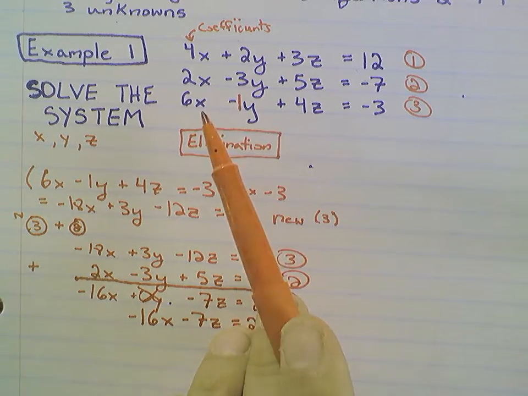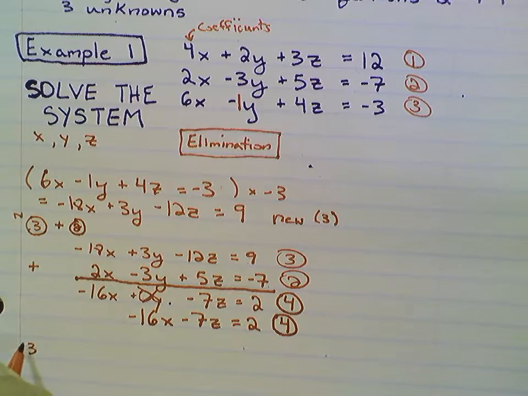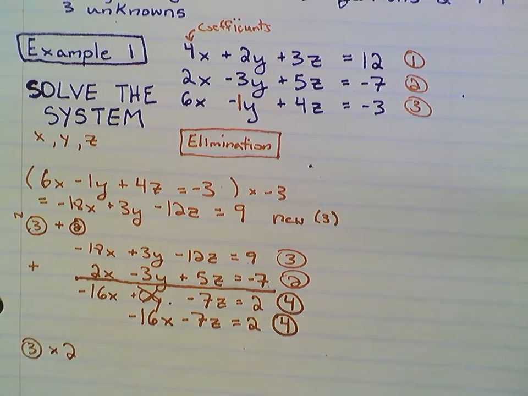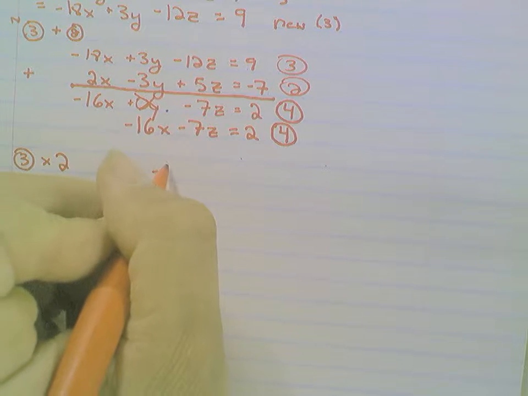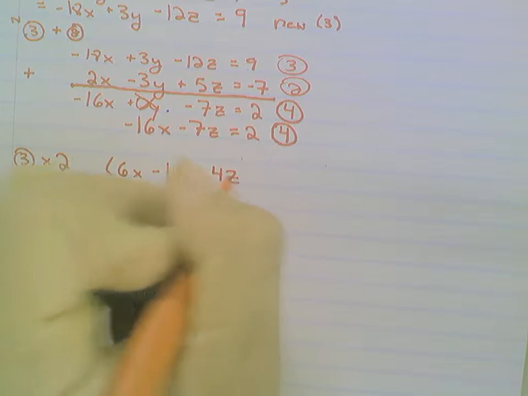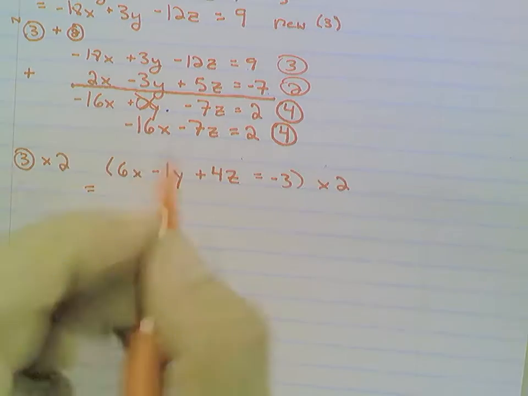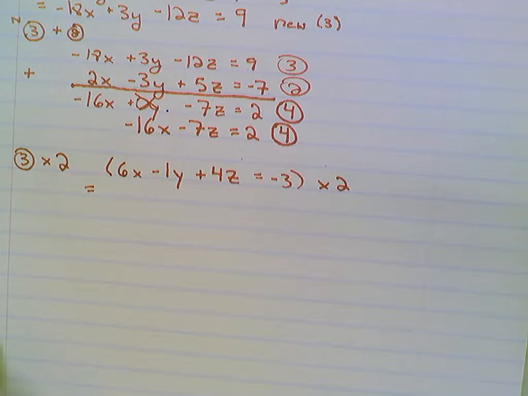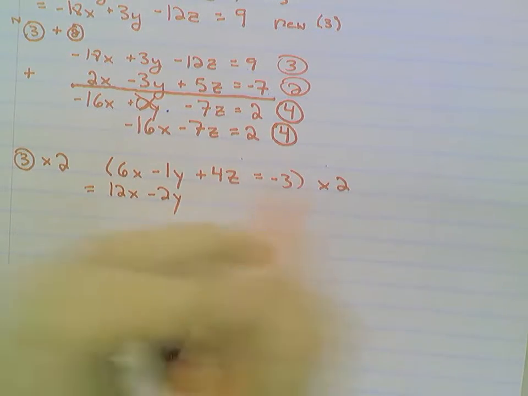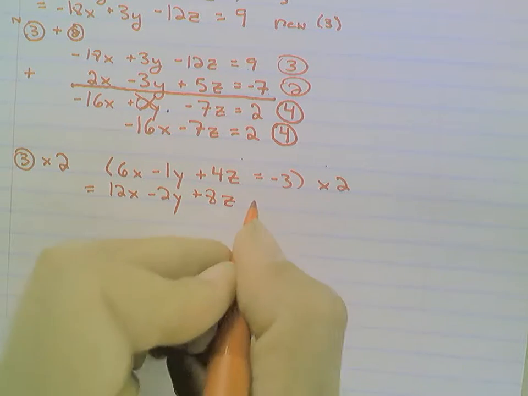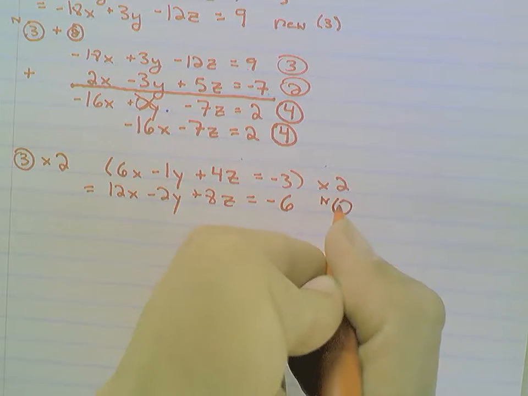So I'm going to multiply the third equation by 2. The third equation originally was 6x minus 1y plus 4z equals negative 3, and I multiply the whole thing by 2, distributing to each term. 2 times 6x is 12x, 2 times negative 1 is negative 2y, 4z times 2 is 8z, and negative 3 times 2 is negative 6. This is once again like a new third equation.